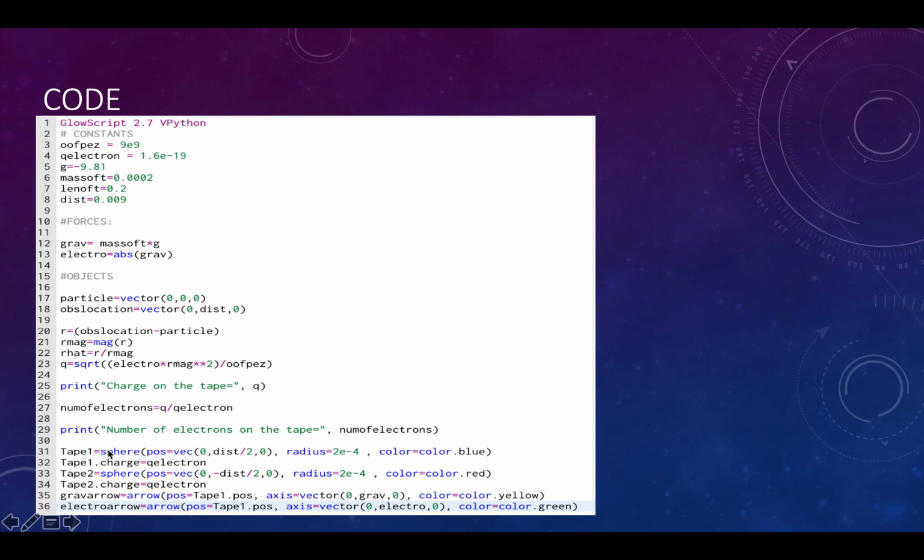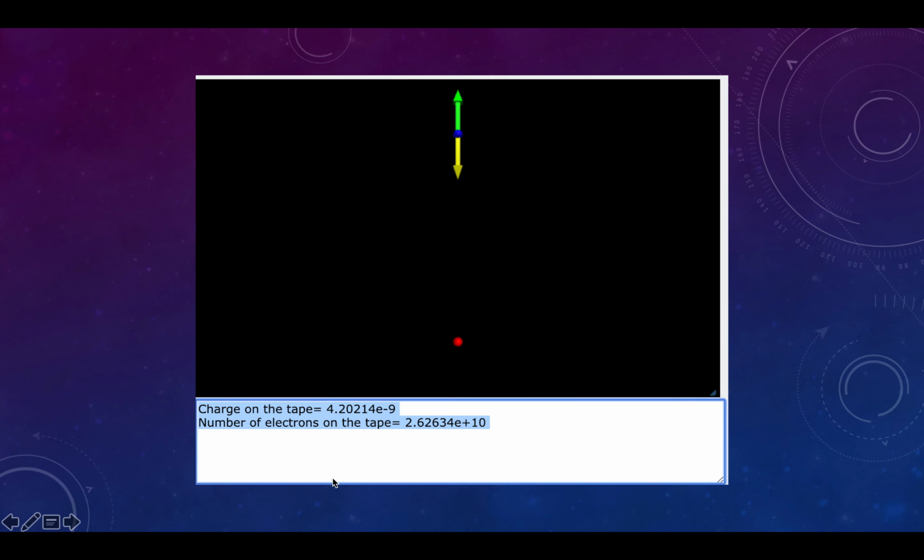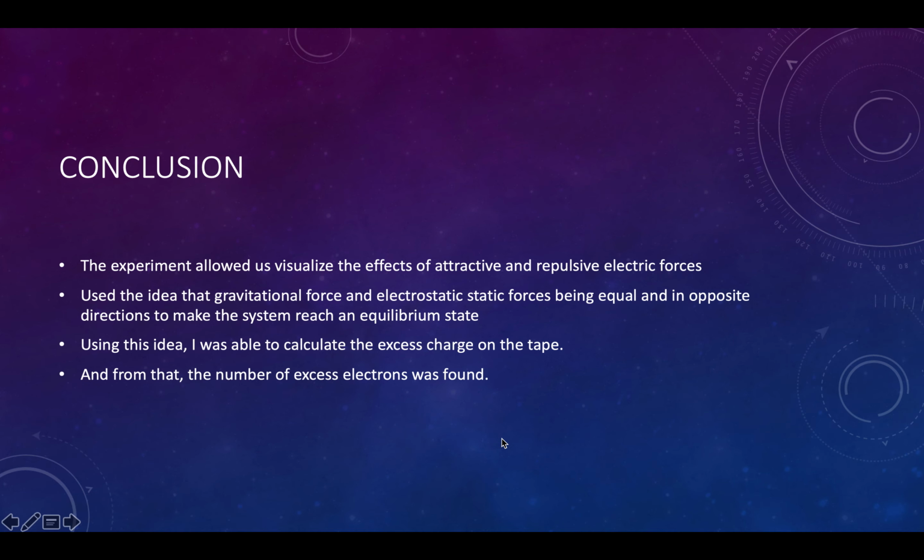And I used spheres to represent each tape. This can be seen as the upper tape, and this can be seen as the lower tape. The yellow arrow is the force of gravity, and the green arrow represents the electrostatic force. Notice how the yellow and the green arrow are the same in length, but in opposite directions. That shows the system is in equilibrium. The charge on the tape is 4.2 times 10 to the negative 9, and the number of electrons, as shown on the previous slide, is this.